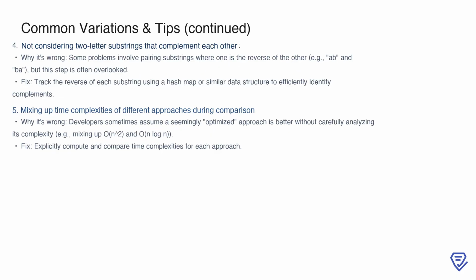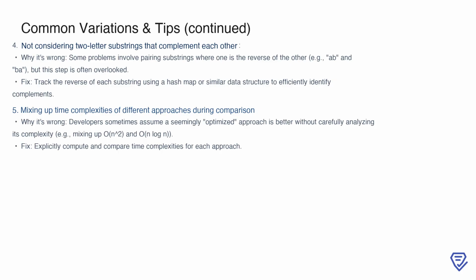Another mistake to watch out for is overlooking two-letter substrings that complement each other. For example, pairs like AB and BA can form part of a palindrome when combined, but it's easy to miss these relationships. To address this, you can use a hash map or a similar data structure to track reverse substrings efficiently, allowing you to identify complementary pairs quickly.